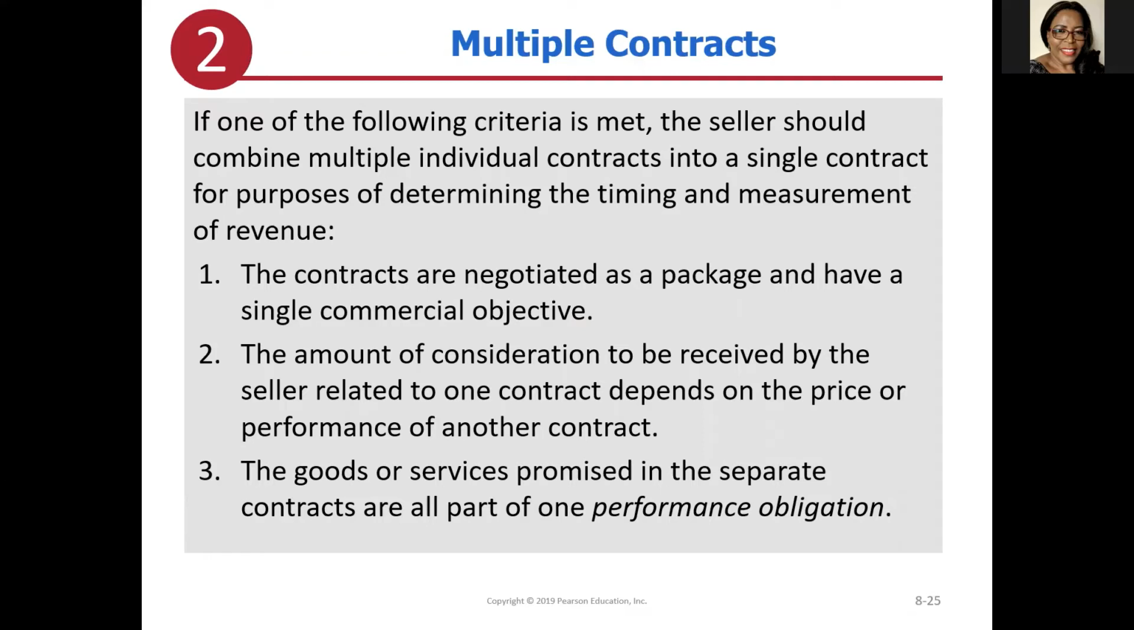1, the contracts are negotiated as a package and have a single commercial objective. 2, the amount of consideration to be received by the seller related to one contract depends on the price or performance of another contract. And 3, the goods or services promised in the separate contracts are all part of one performance obligation.